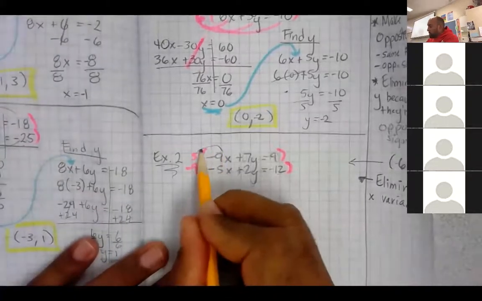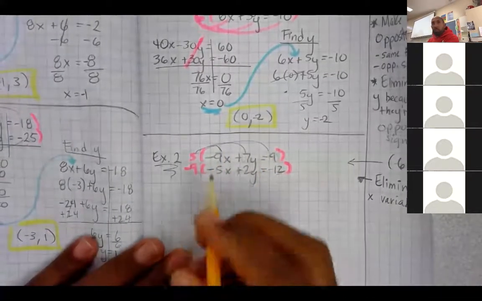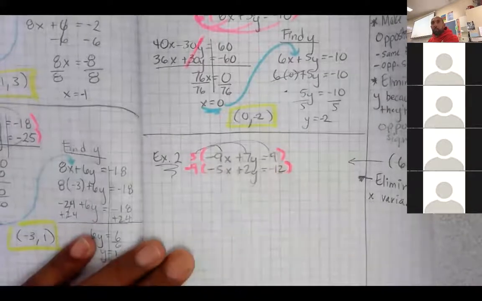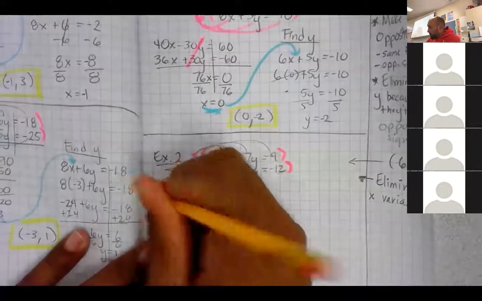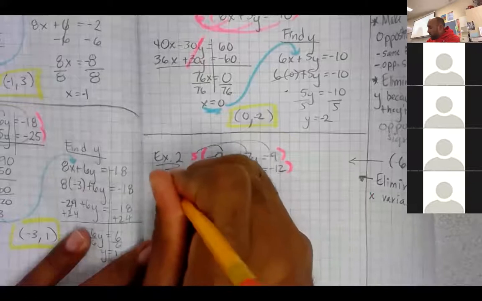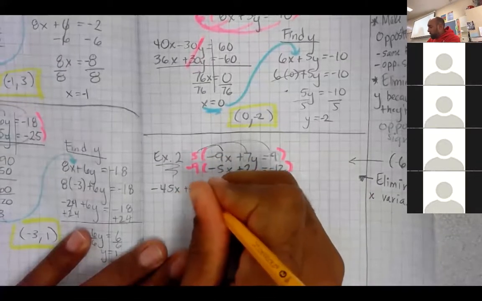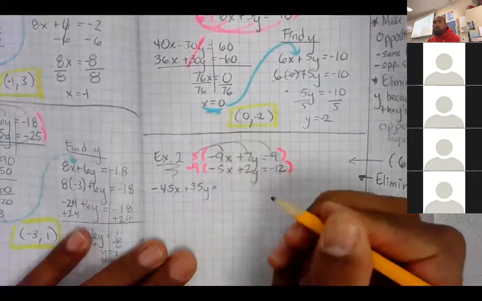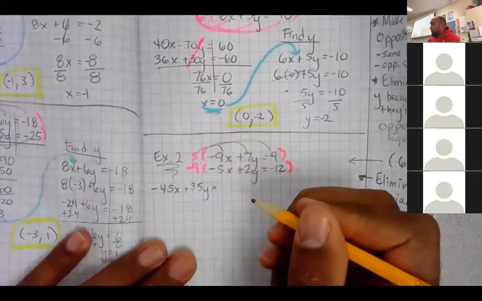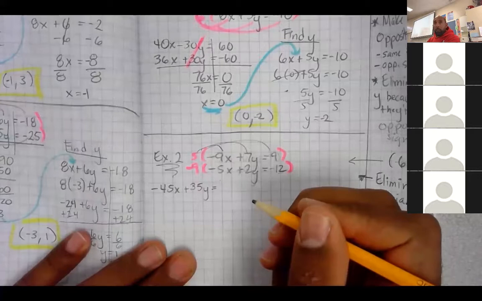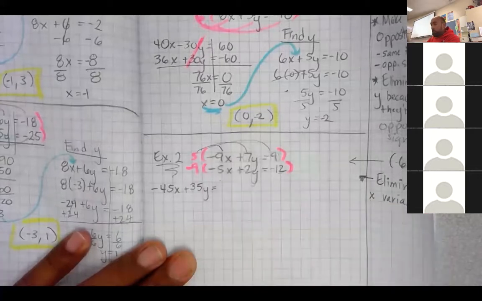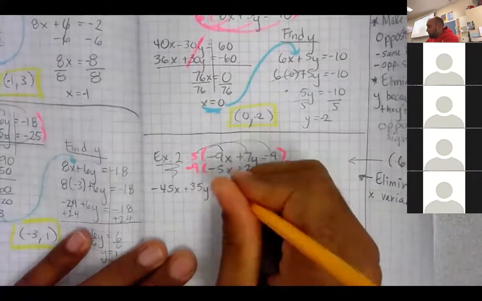Okay, so now I'm going to distribute. Be a little bit more careful to make sure I multiply that last number like I didn't the first time. So the first number will be negative 45x. 5 times 7y, 35y. And honestly, even when I work on this by myself, sometimes I say it out loud just to help my brain think, okay, 5 times 9.